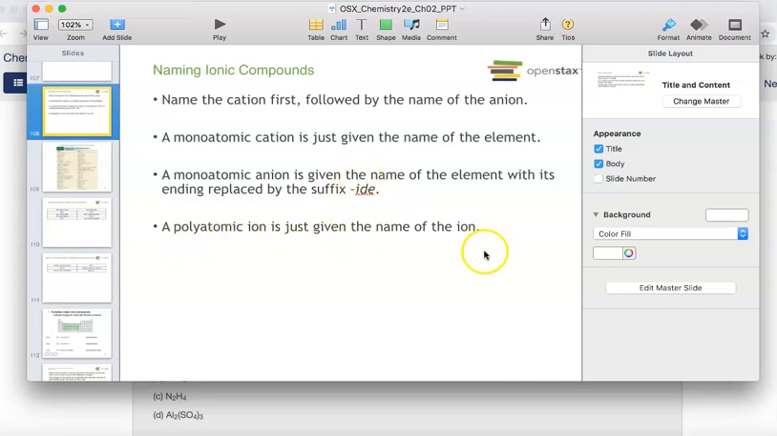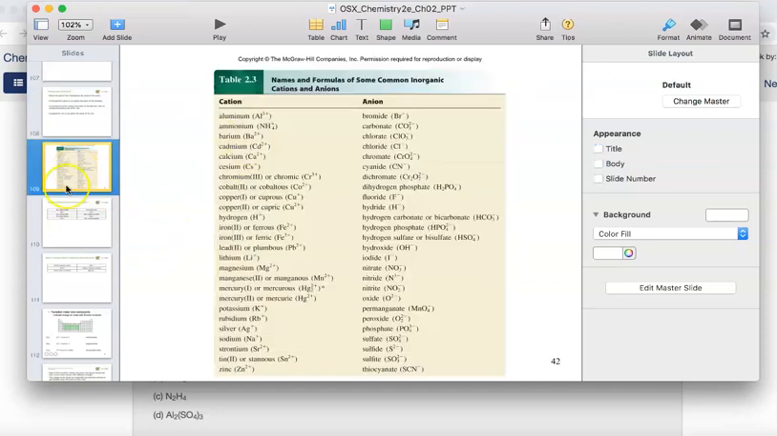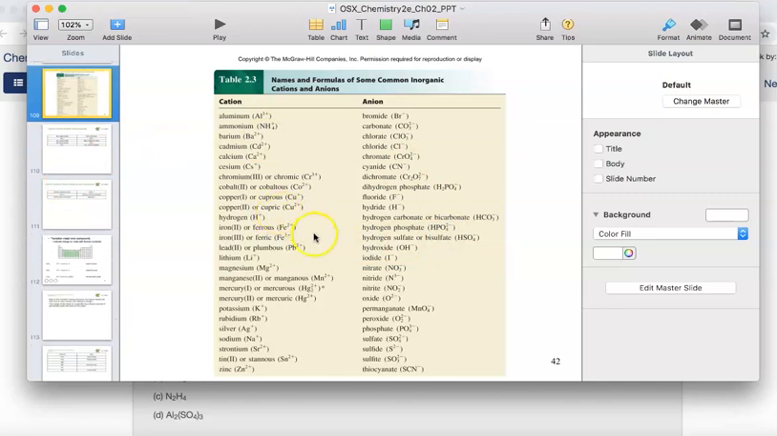And then a polyatomic ion is just going to be the given name of the ion. So here's a table from a different book. We were talking about these ions: if it's a cation, it's just going to be its element name, calcium. But if it's an anion, an anion of course has a negative charge. Chlorine becomes chloride. You're changing the suffix, that IDE part. Fluorine becomes fluoride. Now, you notice we have some other compounds here that are polyatomic ions.